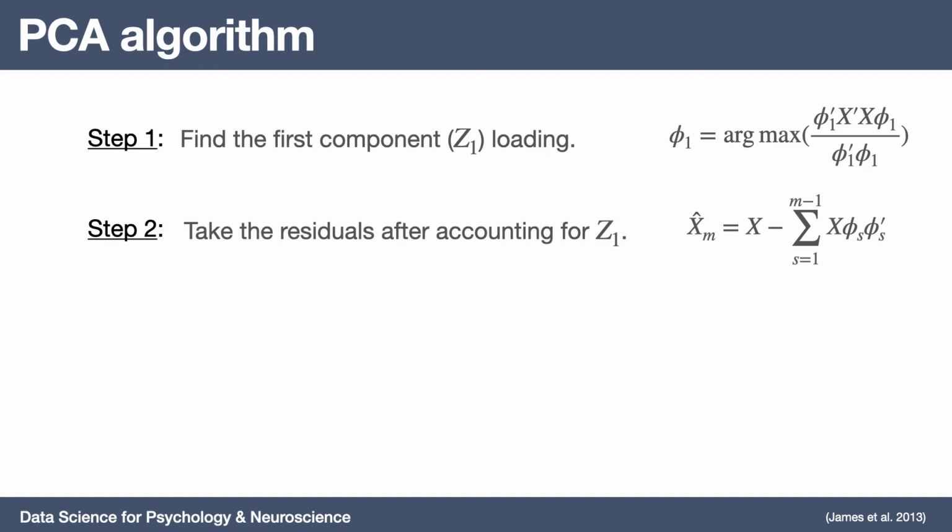Then you take the residuals after you've learned that first principal component. So I have phi here, and I'm going to weight it by x, and then I'm going to subtract that principal component from x to learn a new x hat m.